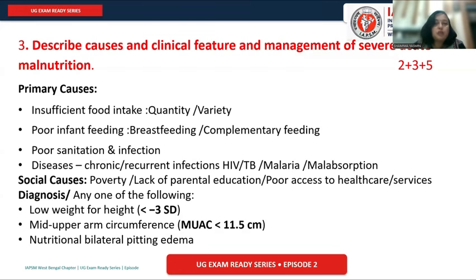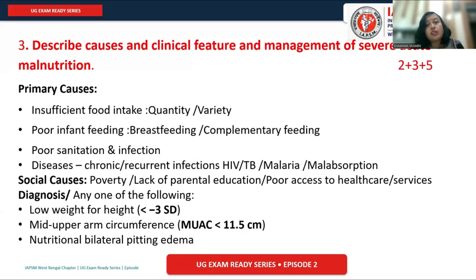So primary causes will definitely be insufficient intake, both in quantity and variety. A very common thing is using diluted milk. Those who are not breastfeeding and are using tinned or bottled milk usually dilute it, as the cost of powdered milk is quite high. So adequate nutrition is not being given, and that can lead to SAM children.